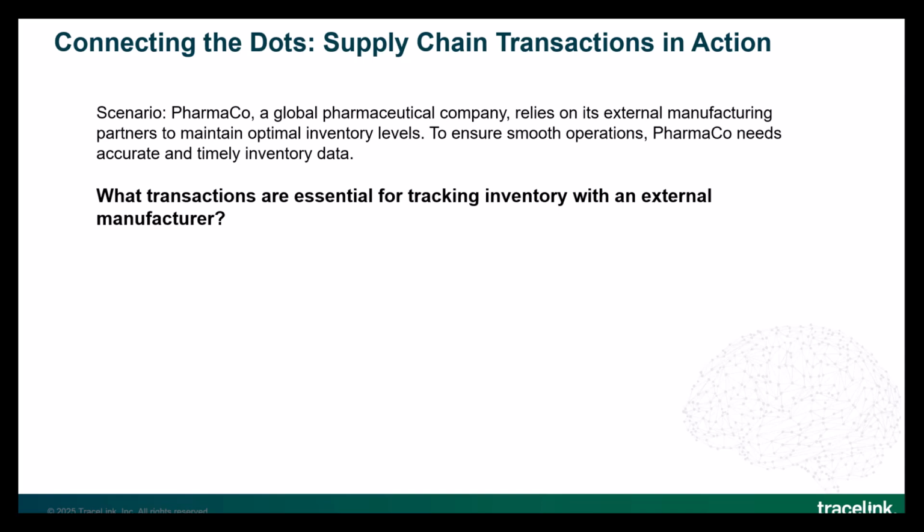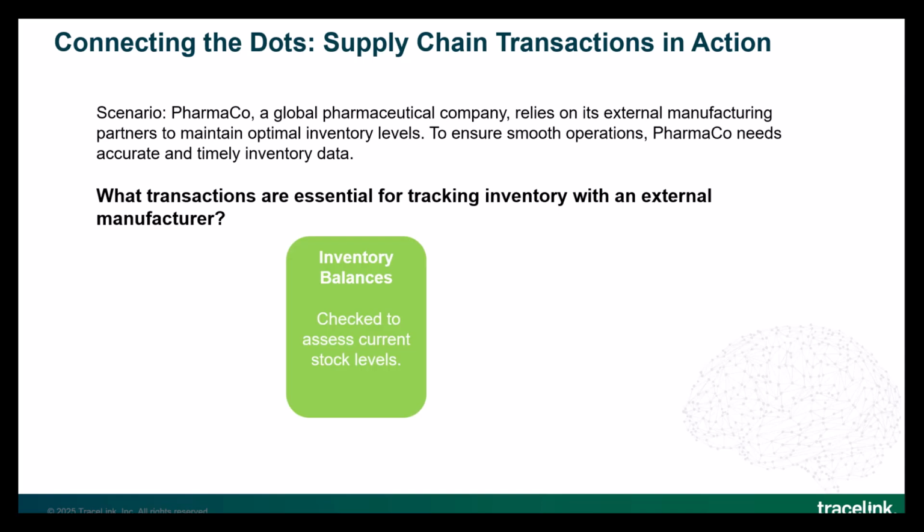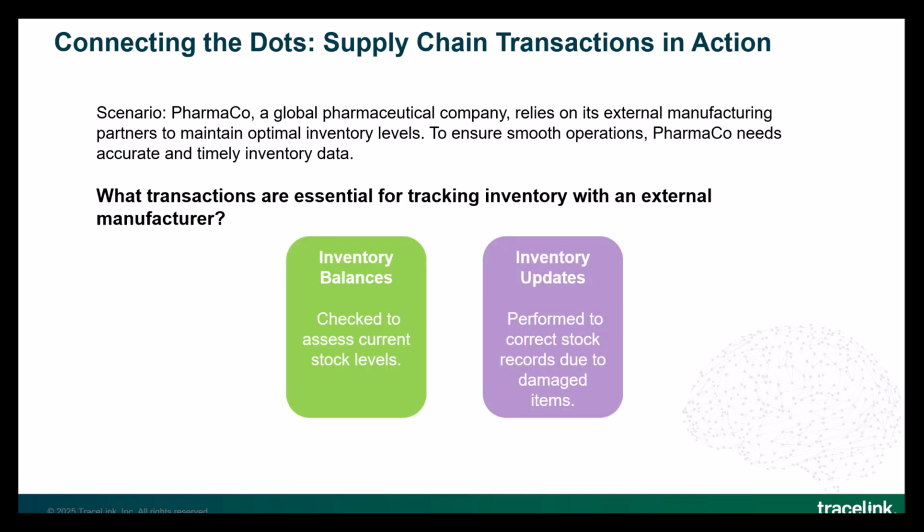Pharmaco, a global pharmaceutical company, relies on its external manufacturing partners to maintain optimal inventory levels. To ensure smooth operations, Pharmaco needs accurate and timely inventory data. Which transactions were used in this process? Inventory balances, checked to assess current stock levels. Inventory updates, performed to correct stock records due to damaged items.